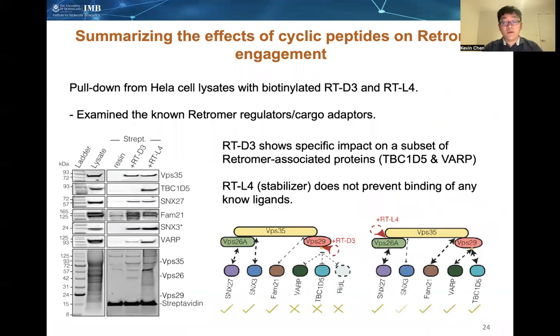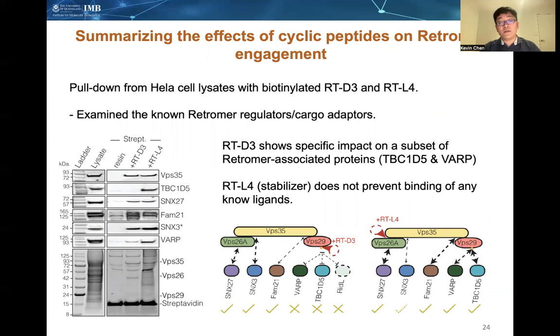So just a little summary of what we've shown here: RTD3 shows specific impact on a subset of the retromer-associated proteins, such as TP25, VARP and RedL, the ones that are known to bind to retromer through BB29. RTO4 is what we want, in that it's a stabilizer, and so far we found it does not really hamper or prevent the binding of any of its interactors, which is good.